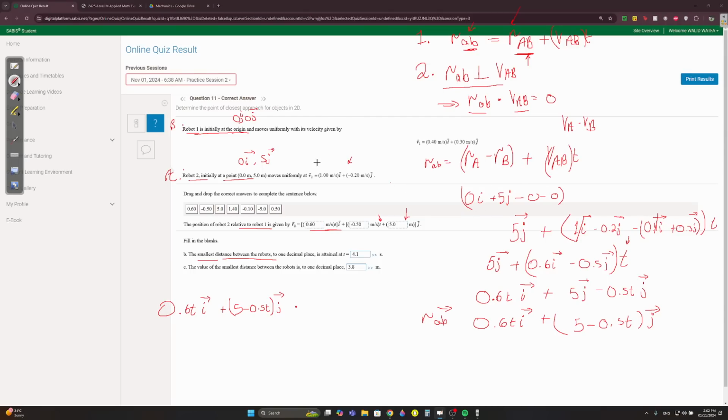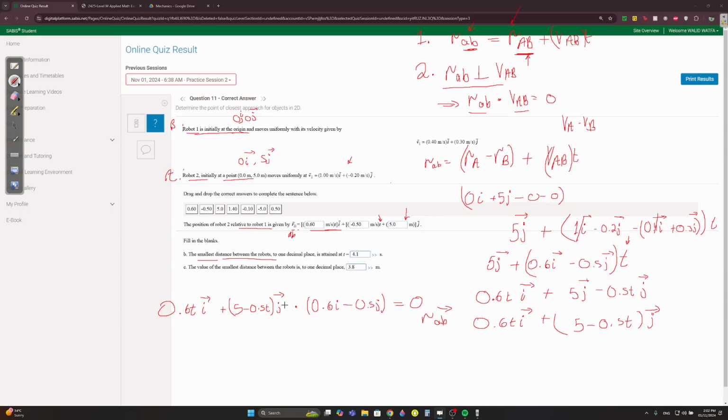In other words, VAB is VA minus VB. So this one minus this, because this one's A, this one's B. Because 2, 1 means, remember, we're always saying AB. That means 1 is B, 2 is A. That's why I did it this way. Times VAB, which we said is 0.6I minus 0.5J, equals what?